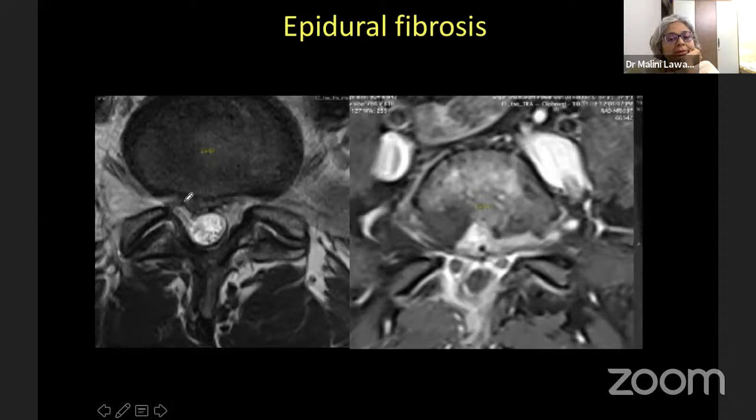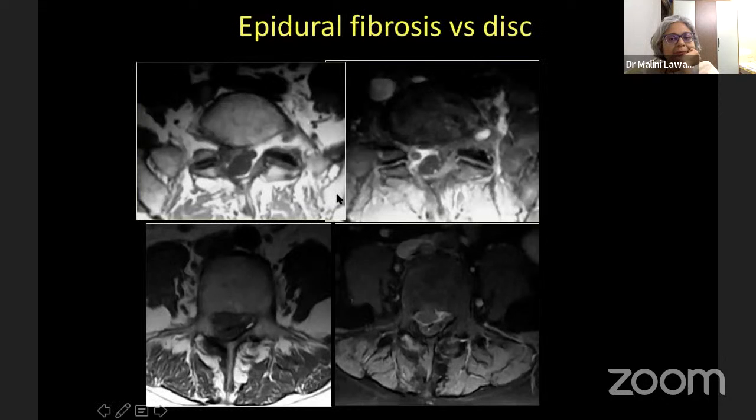Here, for example, another case, you do have this disc herniation, but on contrast, what you see, these are the nerve roots, and they are completely encased by this enhancing soft tissue. So you have this epidural soft tissue. This is the thecal sac here. These are the nerve roots. So all this epidural fibrosis is significant.